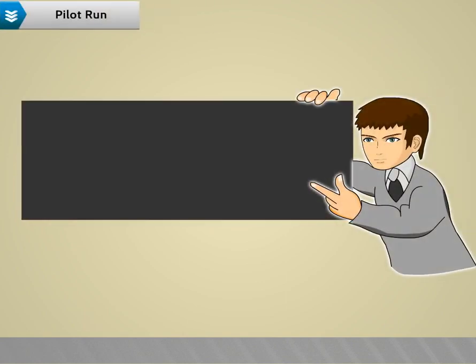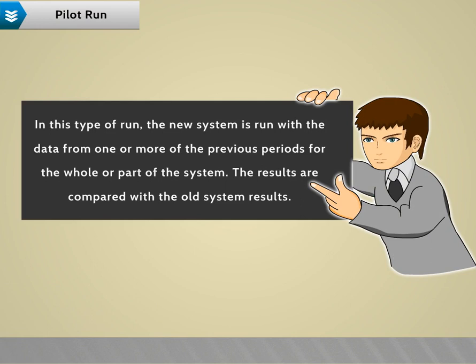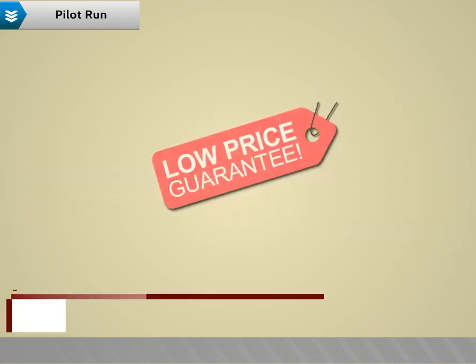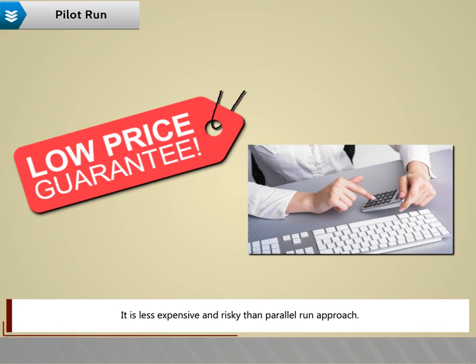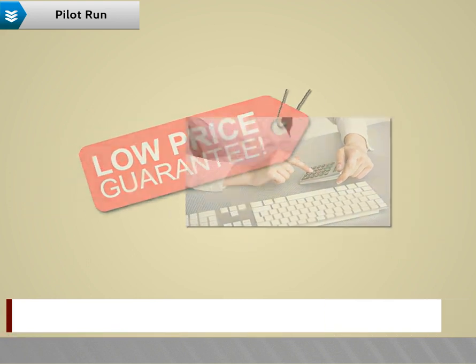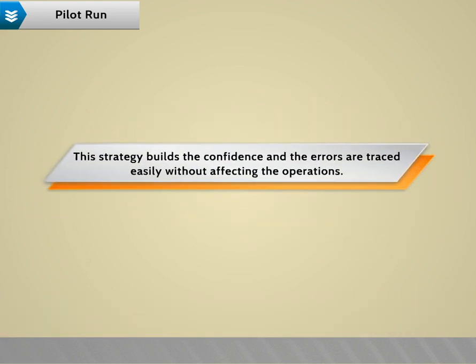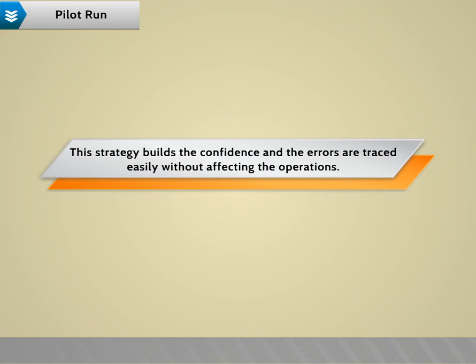Pilot run. In this type of run, the new system is run with the data from one or more of the previous periods for the whole or part of the system. The results are compared with the old system results. It is less expensive and risky than parallel run approach. This strategy builds the confidence and the errors are traced easily without affecting the operations.